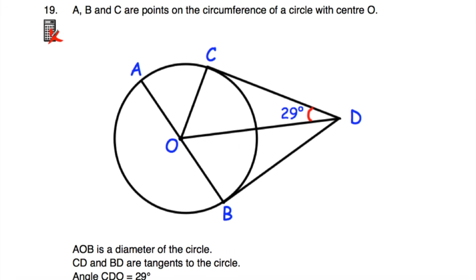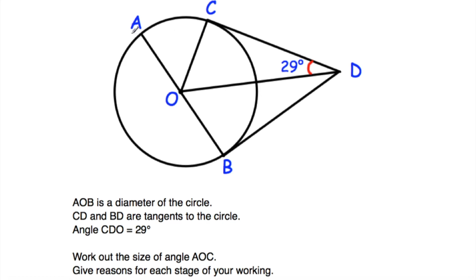Okay, let's have a look at our next question, question number 19. We're told that A, B and C are points on the circumference of a circle with centre O. And we're told that AOB is the diameter of the circle, and that CD and BD are tangents to the circle, and the angle CDO is equal to 29 degrees. And then the question says, work out the size of angle AOC. So we want to find the size of this angle here. I'm just going to mark it X. And we've been asked to give reasons for each stage of our working.